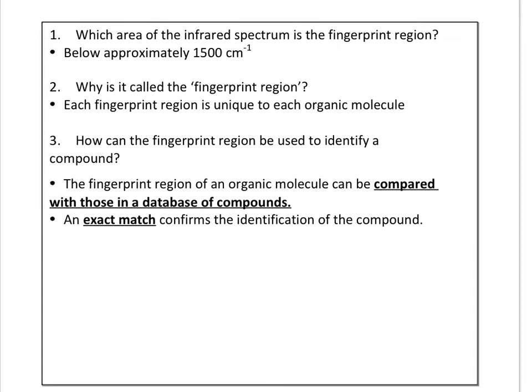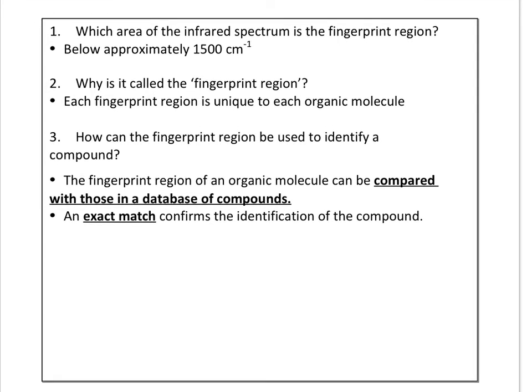So just some questions to be aware of for the fingerprint region. It's below 1500 wave numbers. It's unique to each organic molecule, hence fingerprint region. What we can do with the fingerprint region is compare it with a database of known compounds and find an exact match that confirms the identification of the compound, in terms of what appeared in the mark scheme before.